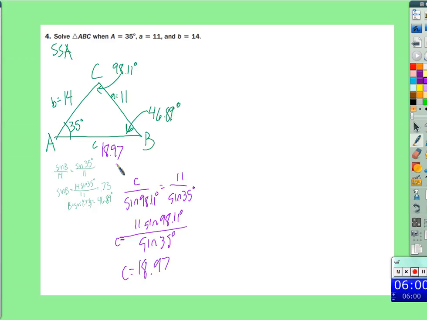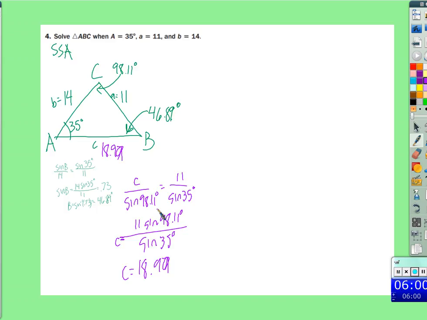Rounded to the hundreds, it would be 98.11. You could get slightly different answers if you use the sine of 98.11. We only got 98.11 because we rounded to the hundreds place. Whatever decimal places come after that will cause you to get a slightly different answer. So let's say at least round to two decimal places. If you're rounding everything to two decimal places, it's all right.